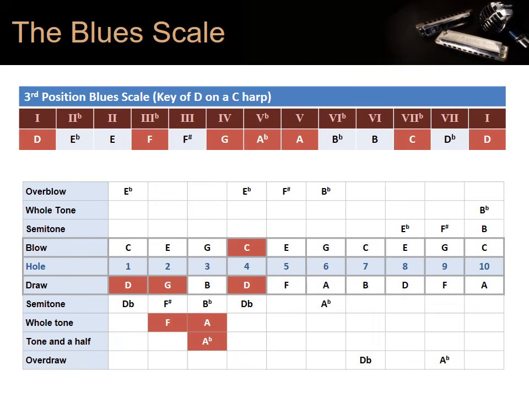So in the lower octave of the harmonica, a full blues scale is available in third position, beginning on 1 hole draw, and it sounds something like this.